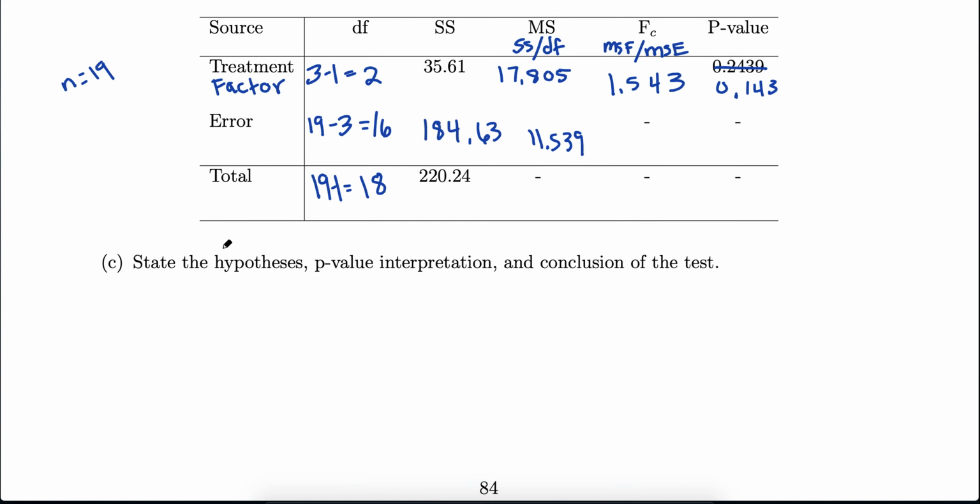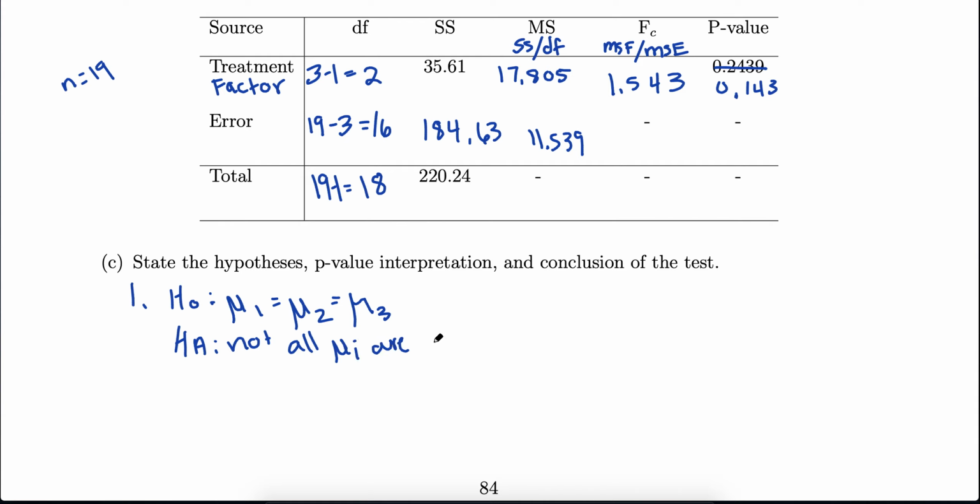We found all our values, state our hypotheses. So remember, we've got 3 means, so I'll do all 3 are the same. If you had 5 groups you were comparing, you would just keep extending this. All 5 are the same. So null, his average score is the same for all 3 seasons. HA is not all averages are equal.